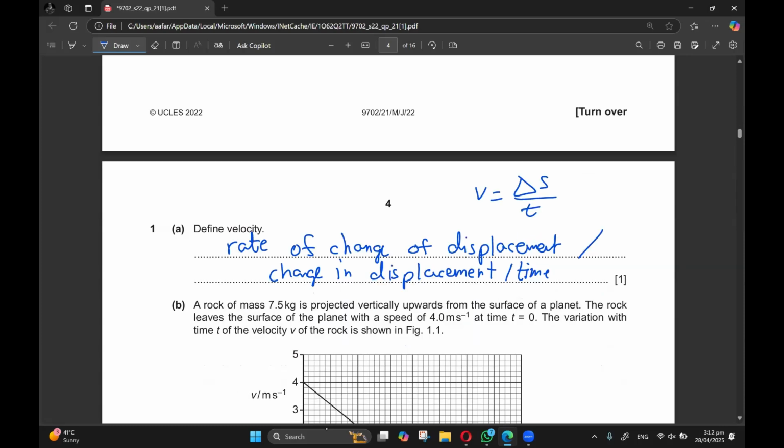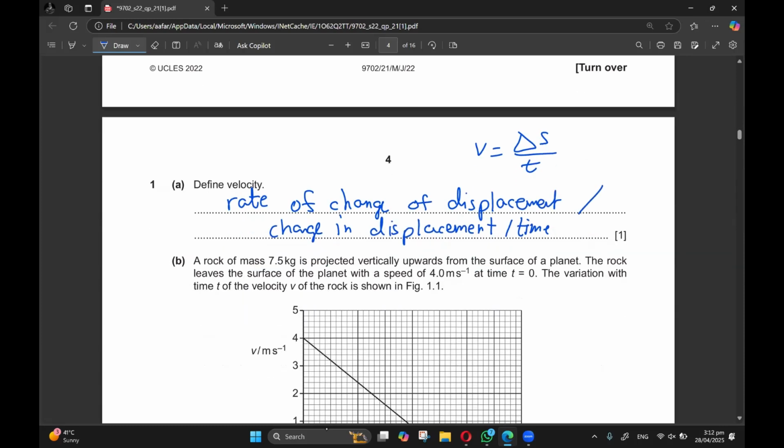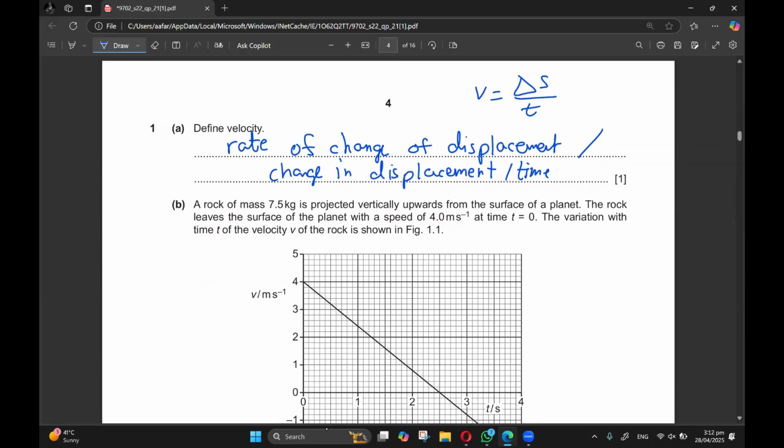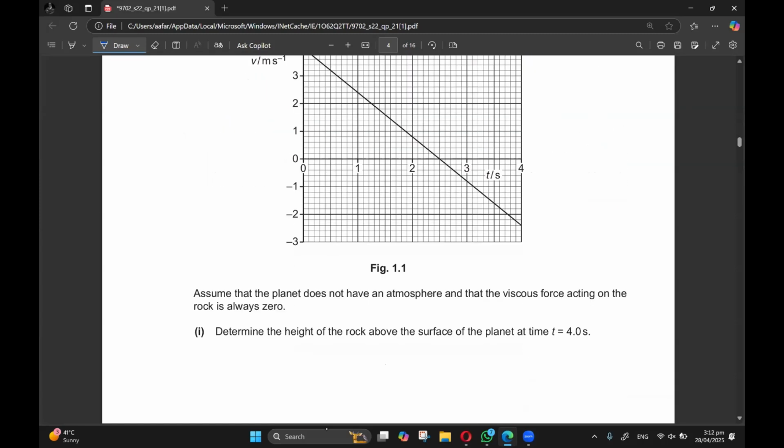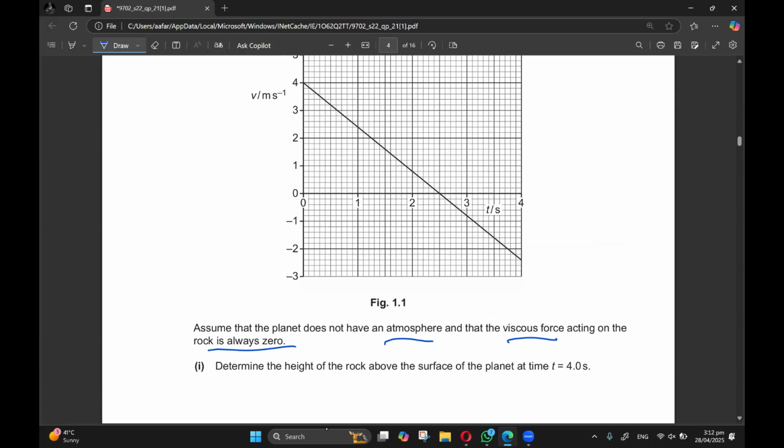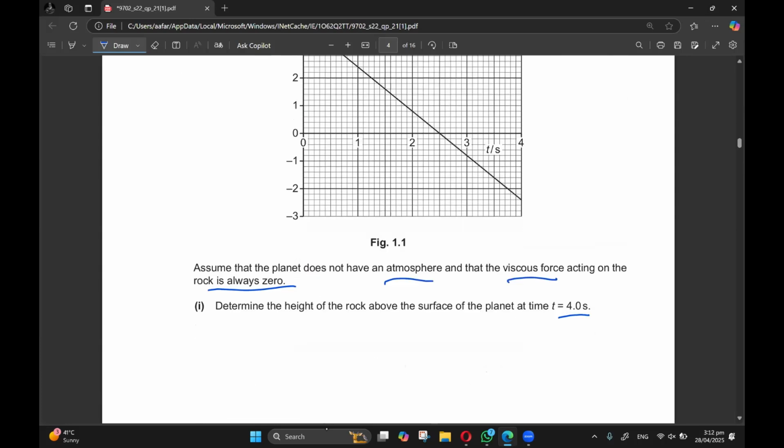A rock of mass 7.5 kg is projected vertically upwards from the surface of a planet. The rock leaves the surface of the planet with a speed of 4 meters per second at time t equals 0. The variation with time t of the velocity v of the rock is shown. Assume that the planet does not have an atmosphere. So basically there is no air resistance since there is no air, and the viscous force acting on the rock is always 0. This is also related to air and drag. Determine the height of the rock above the surface of the planet at time t equals 4 seconds.